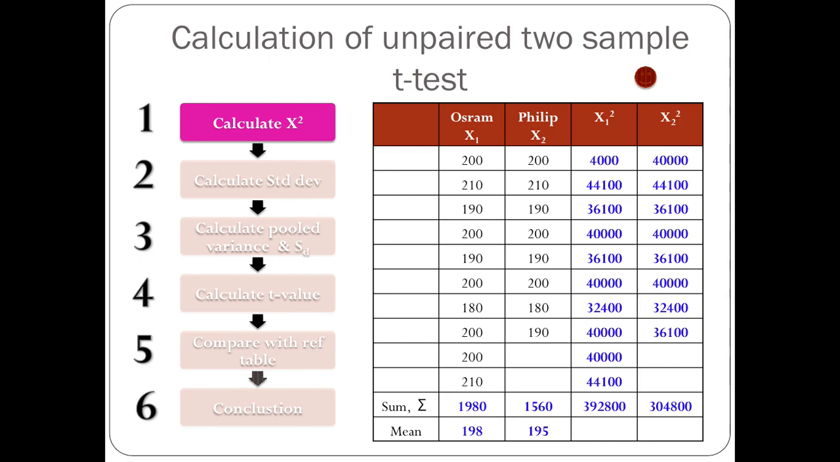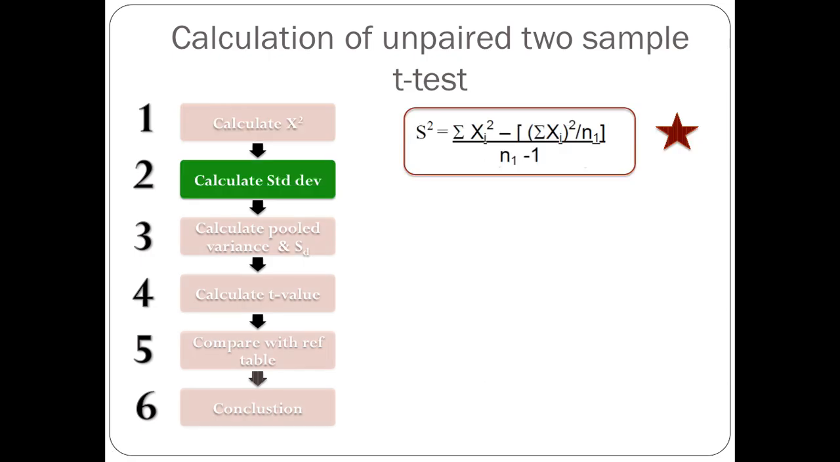So we move on to the second step, calculating the standard deviation. This is the formula of standard deviation. The S square that you get is very similar to the paired sample t-test. The only difference is over here: these are the x square and the sum of x, so it's not the difference as in the paired two-sample t-test. Let us look at the formula of the paired sample t-test over here.